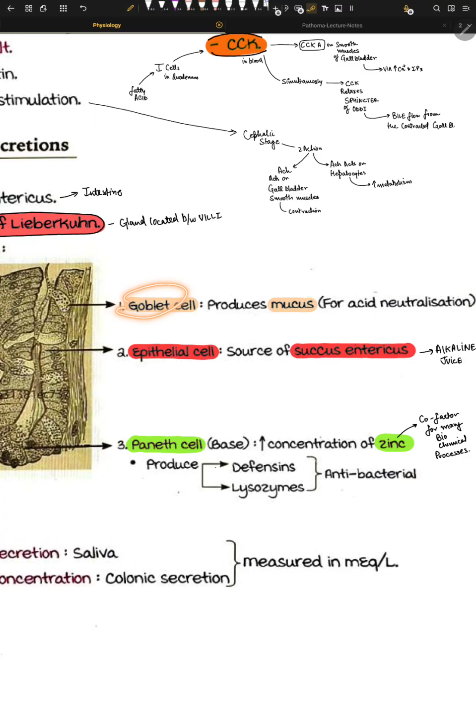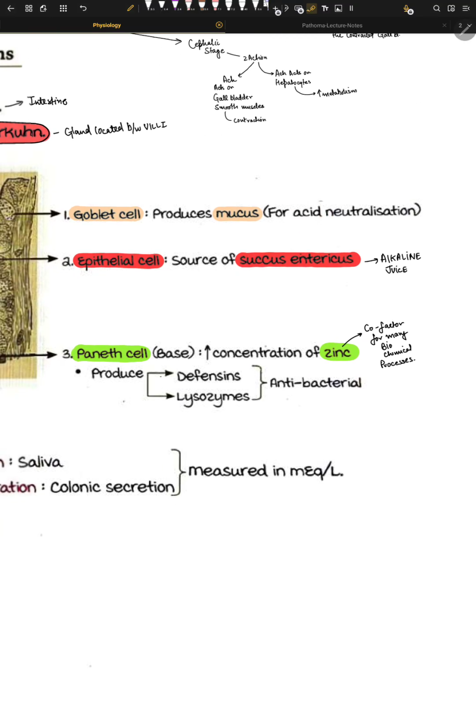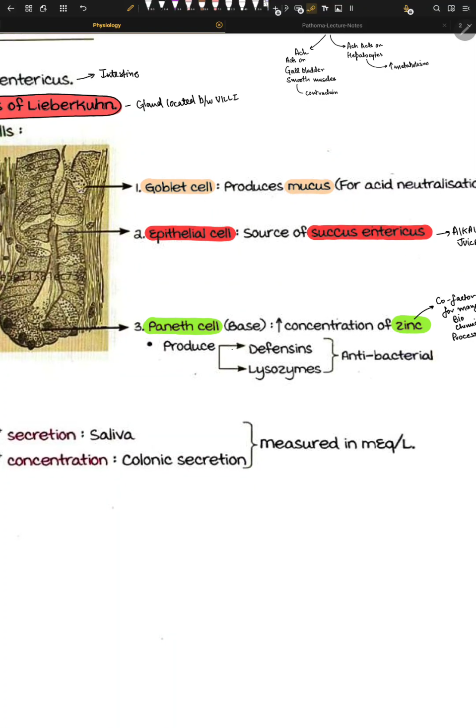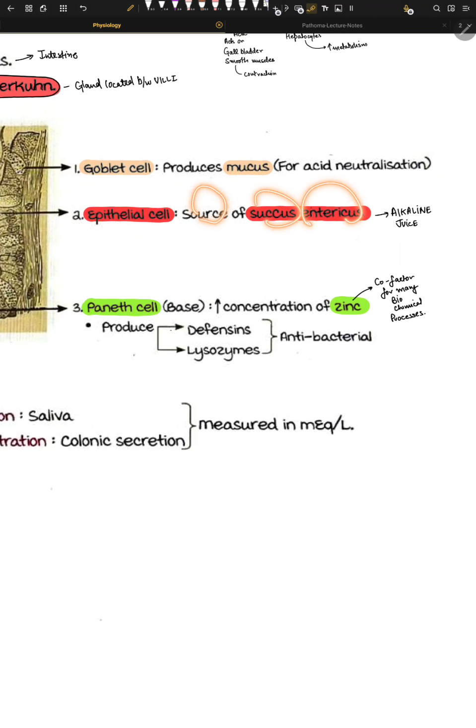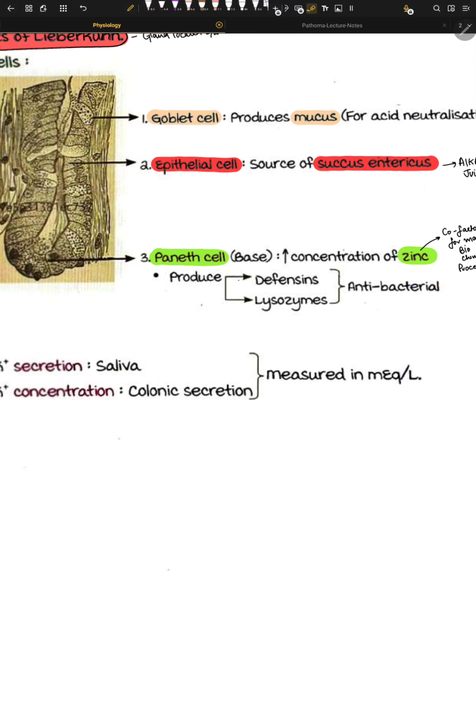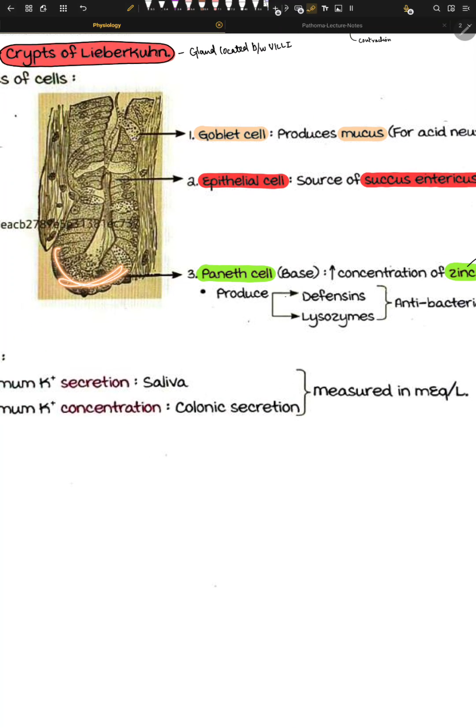Now, goblet cells, as you can remember, produce mucus, and it's done for acid neutralization. Because we need some mucus, we need watery mucus, so that our intestines are healthy. Epithelial cells, right here, they are the source of succus entericus, right? They make something called alkaline juice, right? And the most important here is the Paneth cell.